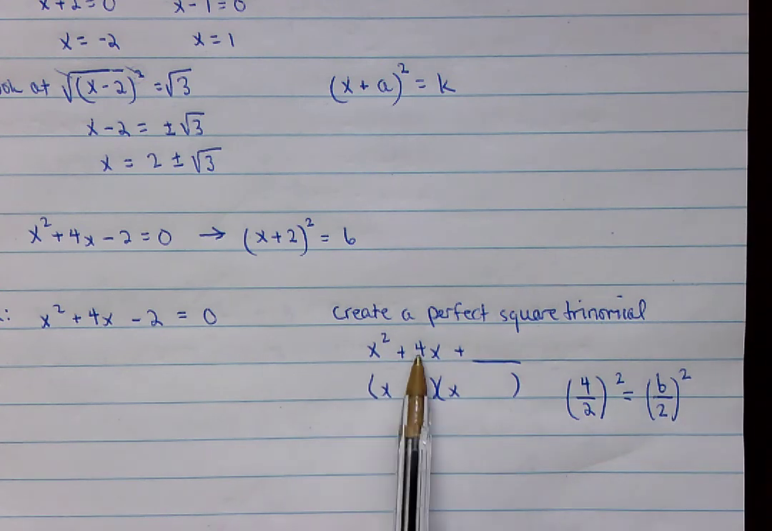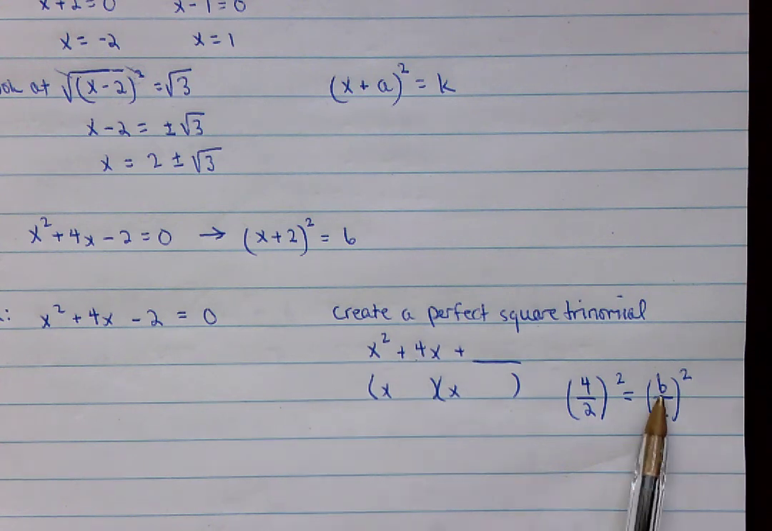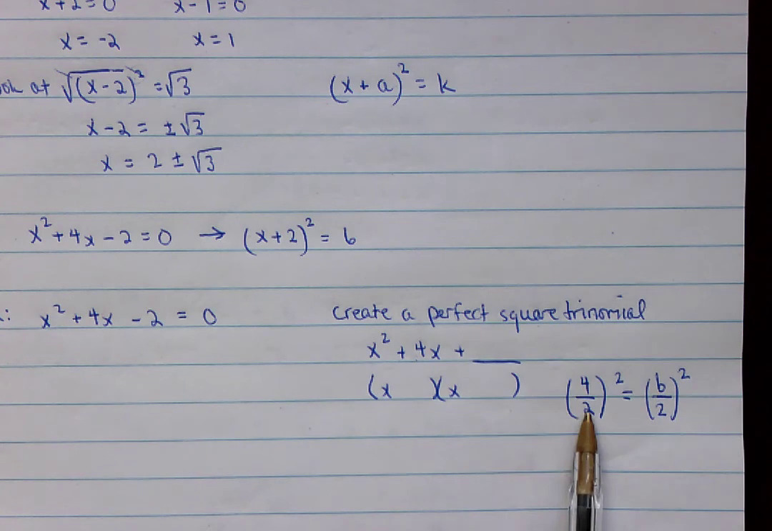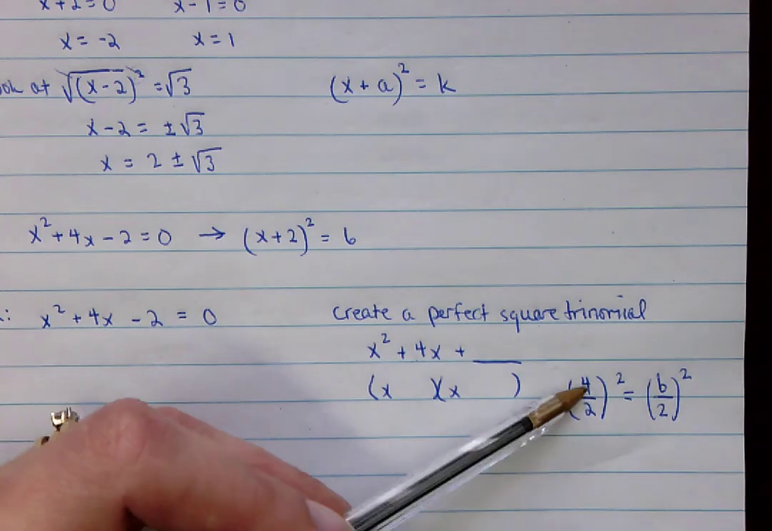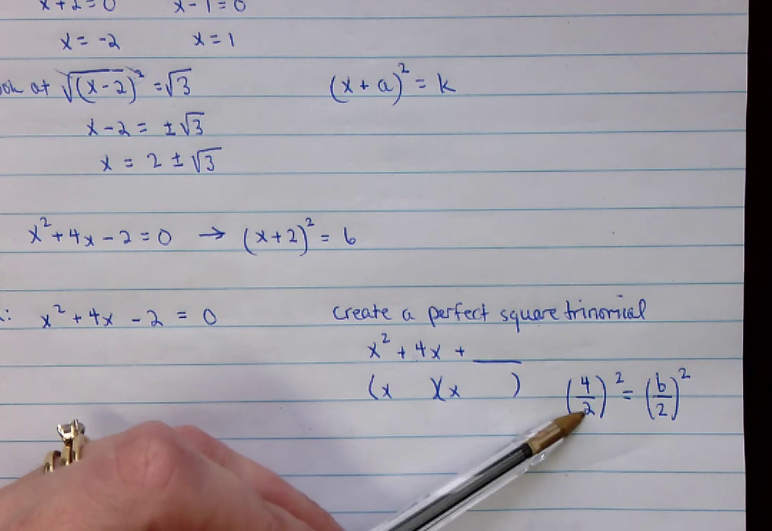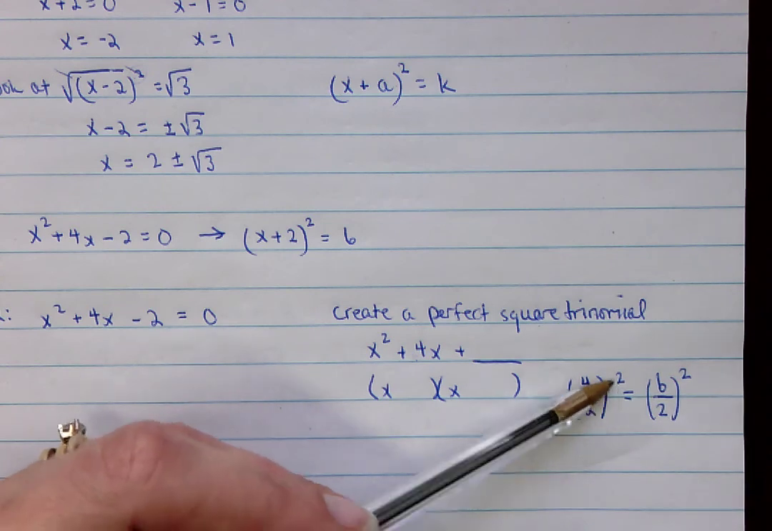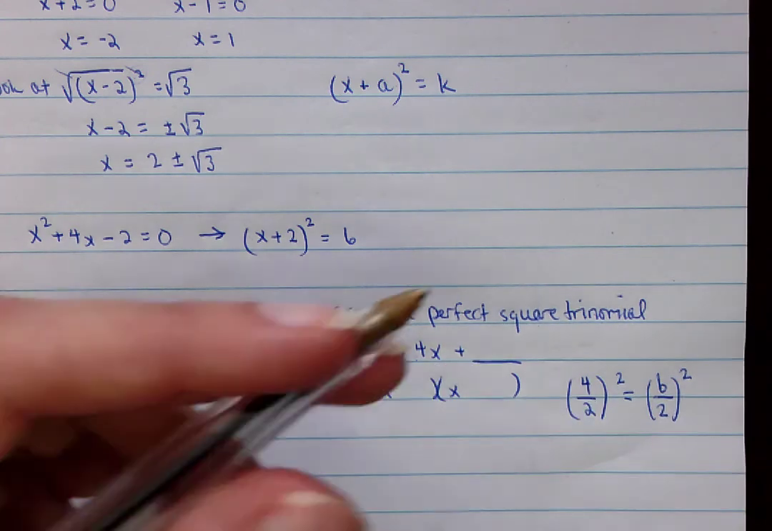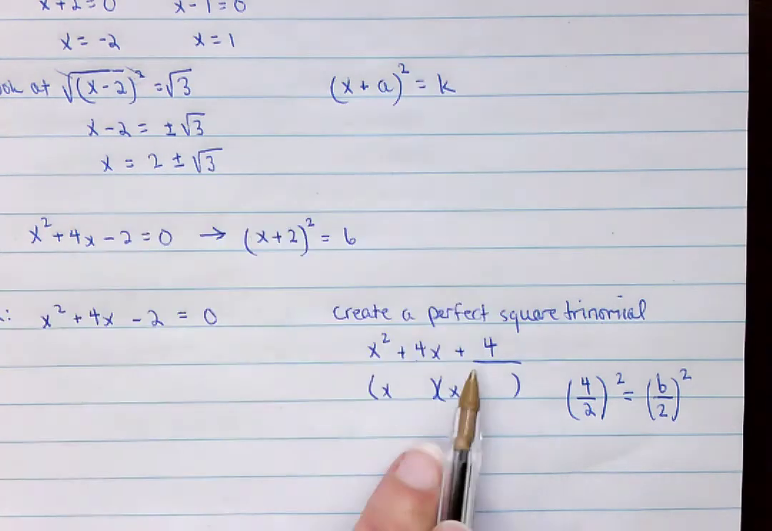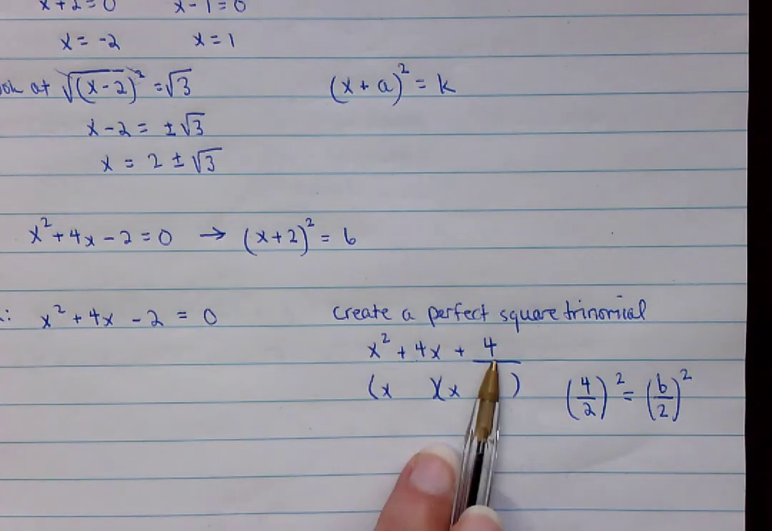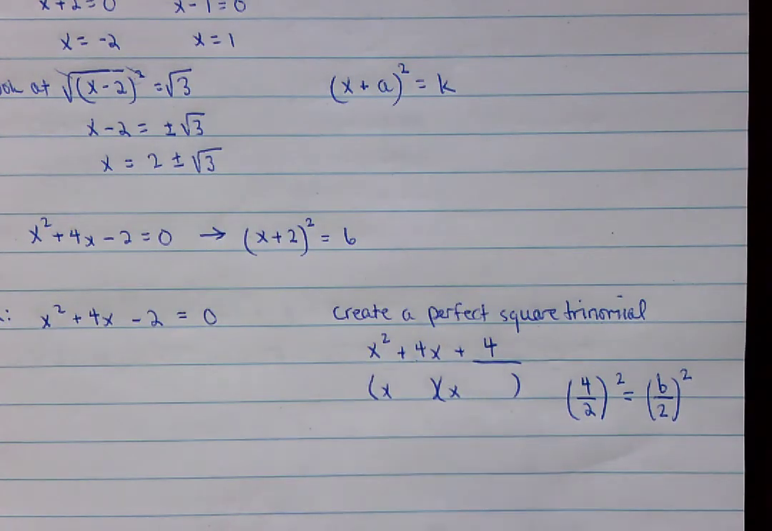So look at the middle term, and the coefficient in front of that is b, the b value. Take that number, divide it by 2, and then square it. So 4 divided by 2 is 2. And 2 squared is 4. So this is the number that completes the square, creates a perfect square trinomial.